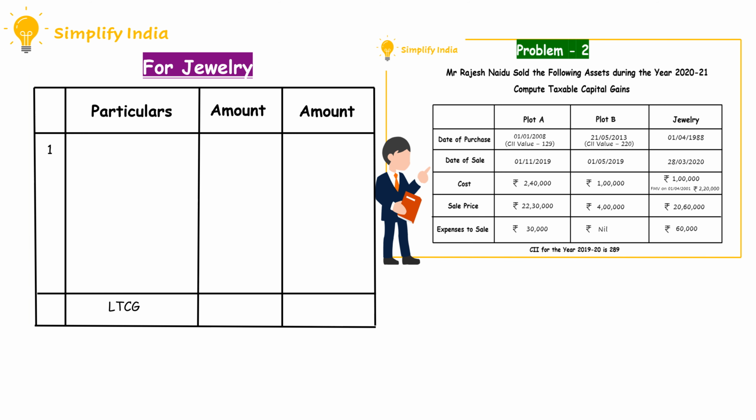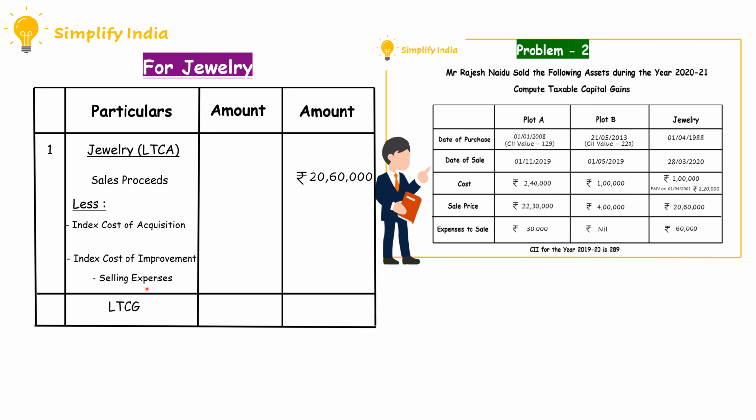As we know, jewelry is also a capital asset, so we have to make the calculation for jewelry too. Here, the date of purchase of the jewelry is 1st April 1988. So we can say that the jewelry is also a long-term capital asset. Next, we have to take the sales proceeds, which is given in the problem, that is rupees 20,60,000, which we have to take down in the format. Next, we have to deduct index cost of acquisition, index cost of improvement, and the selling expenses.